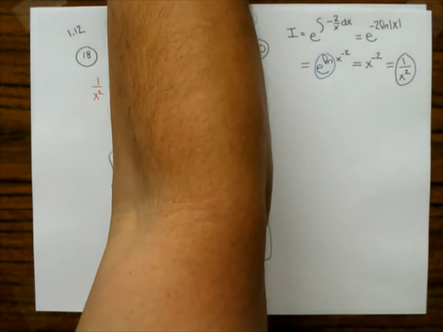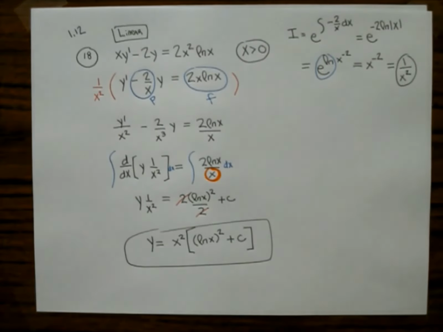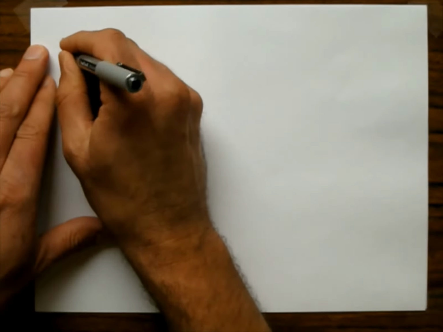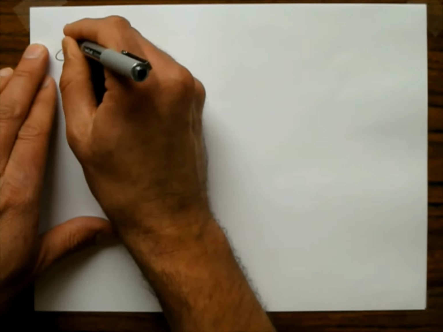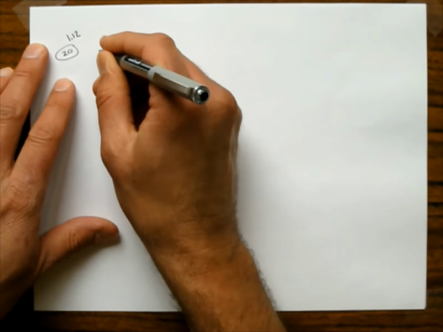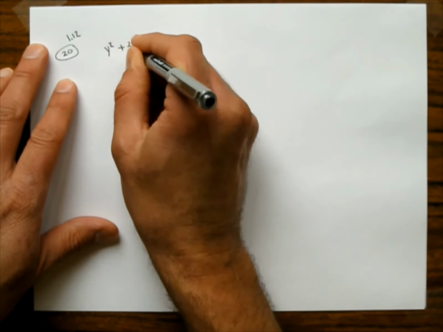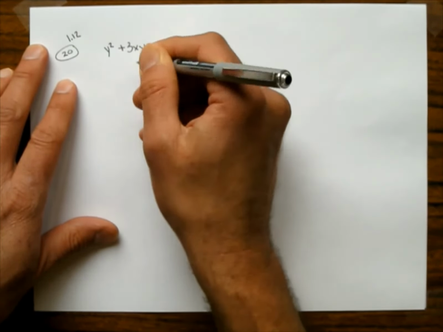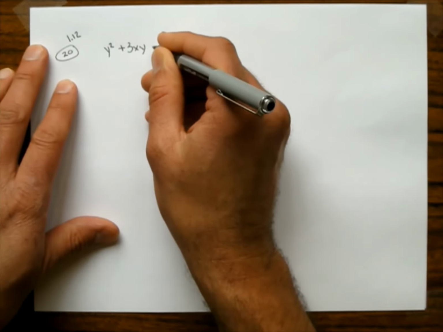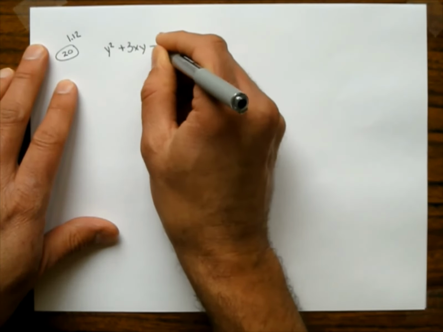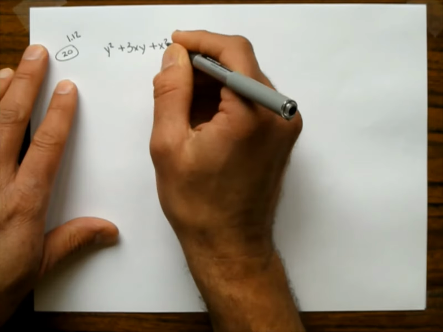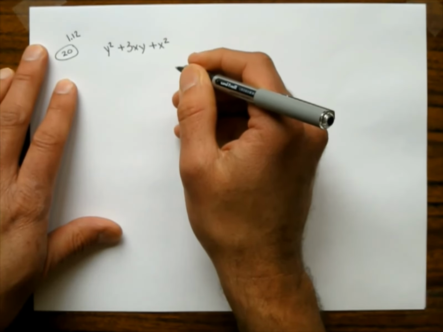Okay, let's go ahead and do number 20. So, number 20 in 1.12 looks like this. It looks like y squared plus 3xy. And it actually says minus x squared. I'm going to put a plus x squared because I think that could be a typo in the book.